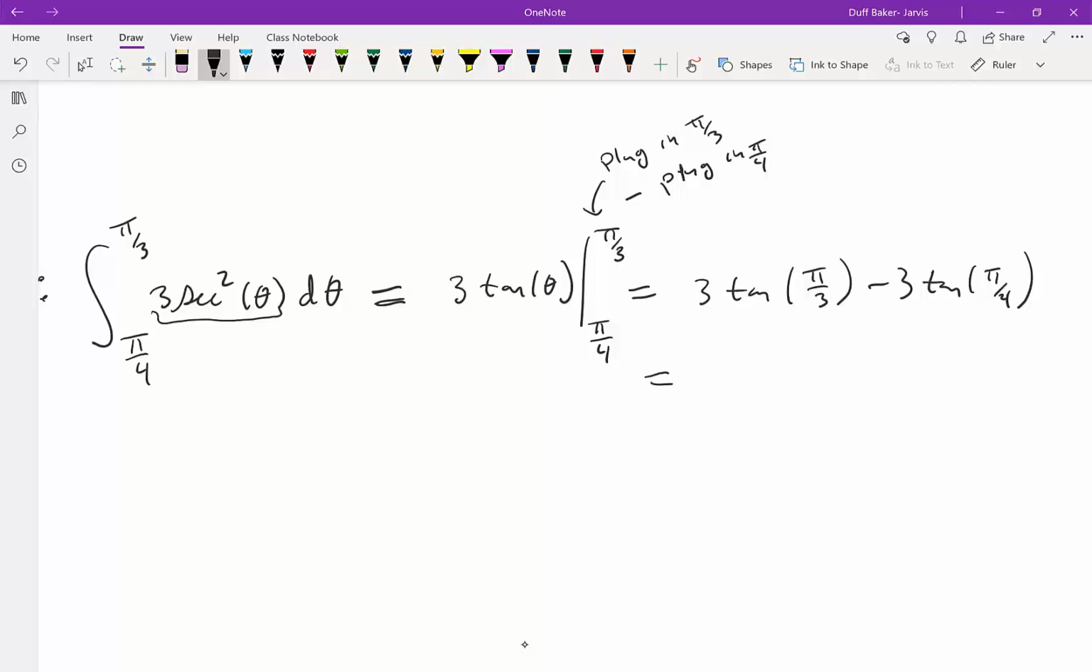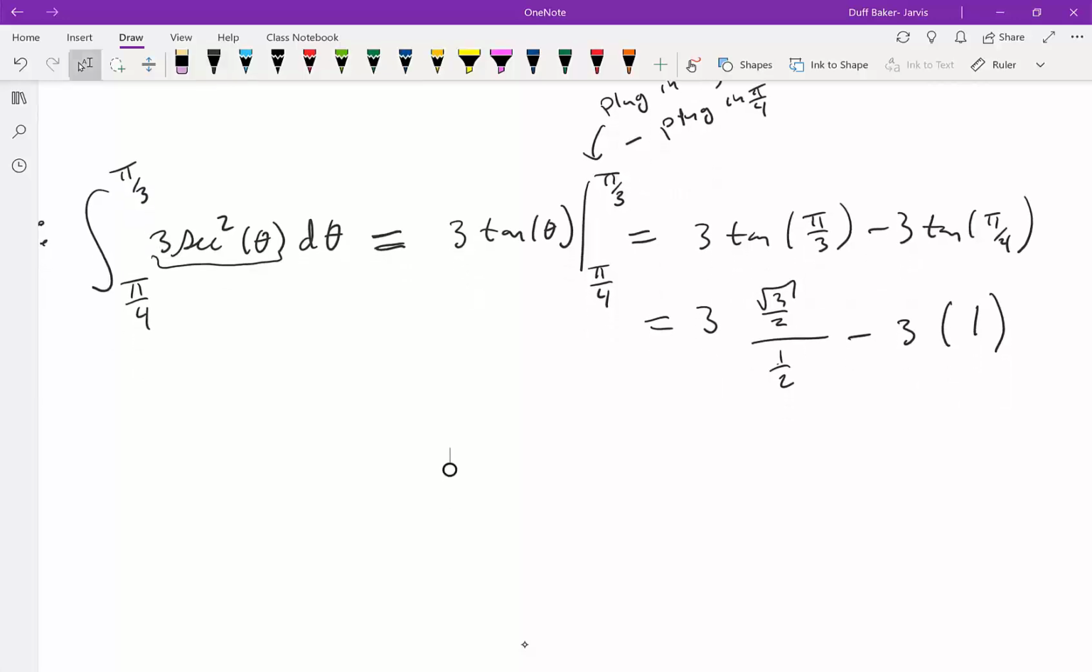So, 3, and tangent is sine over cosine. Sine of pi over 3 is root 3 over 2, over cosine, which is 1/2. And then for pi over 4, sine and cosine are the same, it's root 2 over 2 over root 2 over 2, so you end up with a 1. And so all told, this is 3 root 2 minus 3 if you do the fractions. Okay.